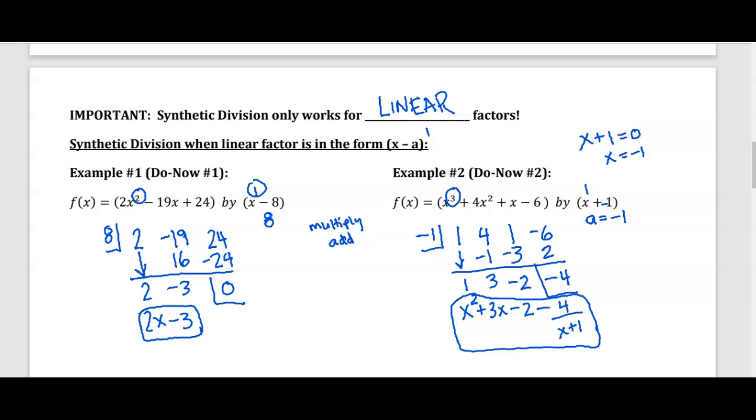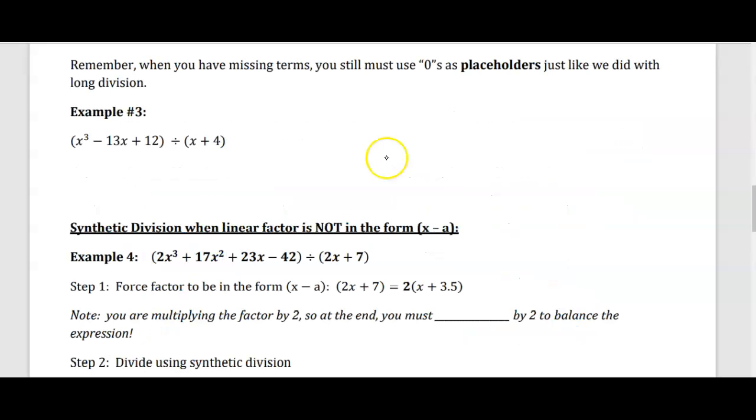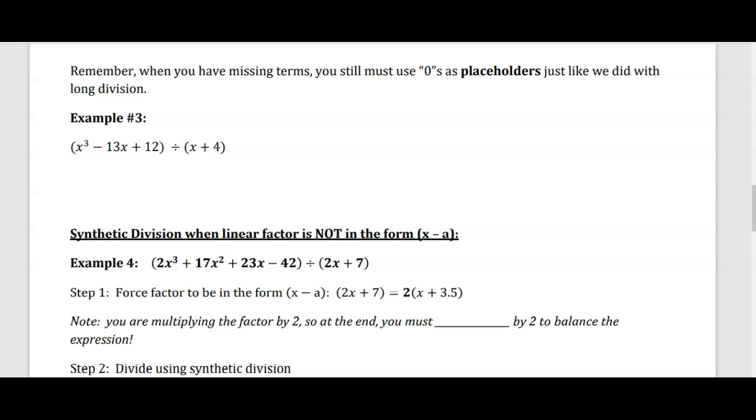All right, so I'm going to try example 3 now, and I want you to take a look at that. It's a little different than these two. All right, so remember, when you have missing terms, you're still going to use those zeros as placeholders with synthetic division, just like you did with long division. So we have a little problem here in example 3 where I'm missing the x squared term. So I'm just going to add in a plus 0x squared so I don't forget that placeholder. Everything's in standard form. I'm ready to go.